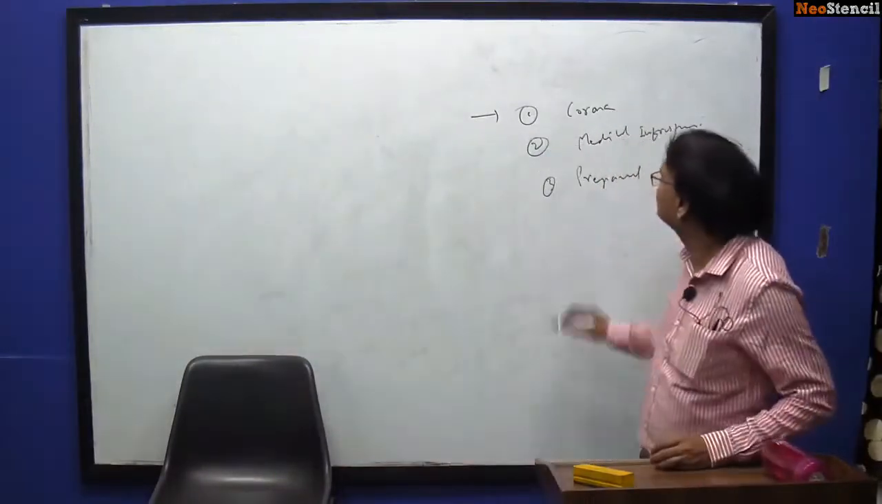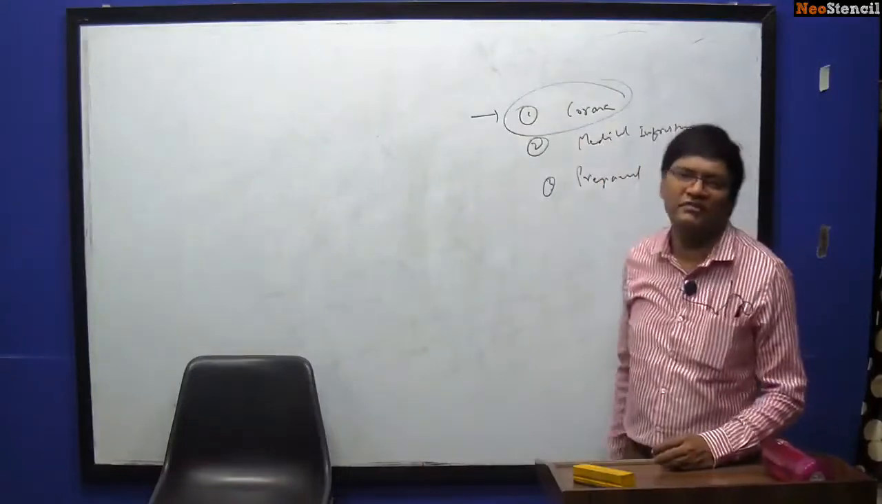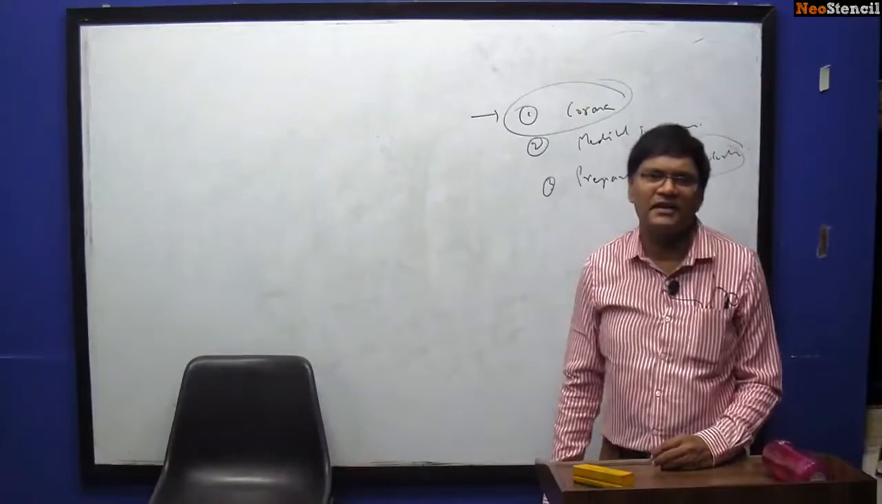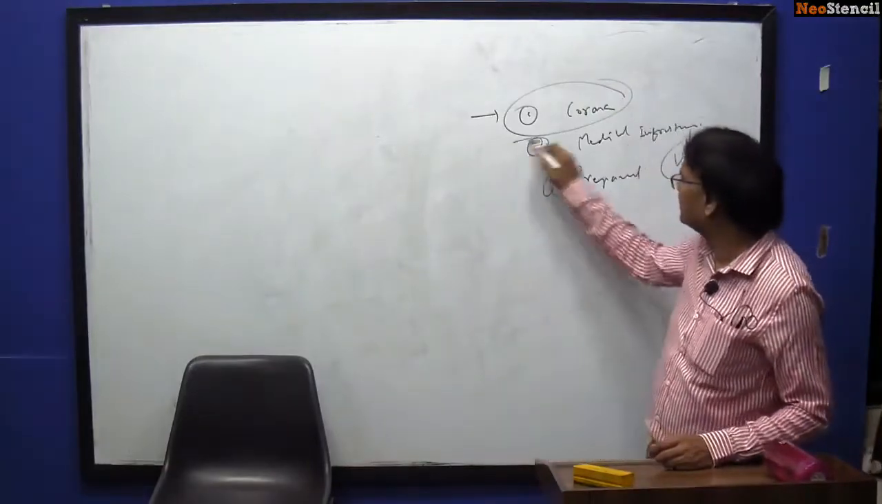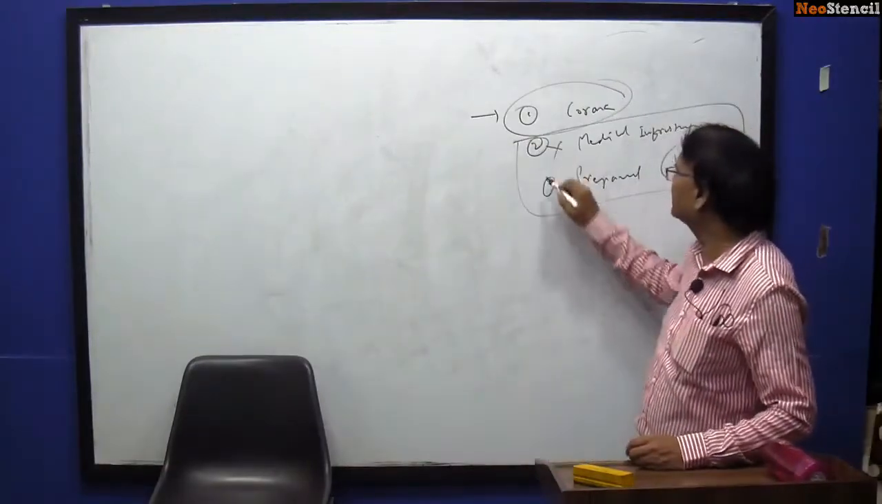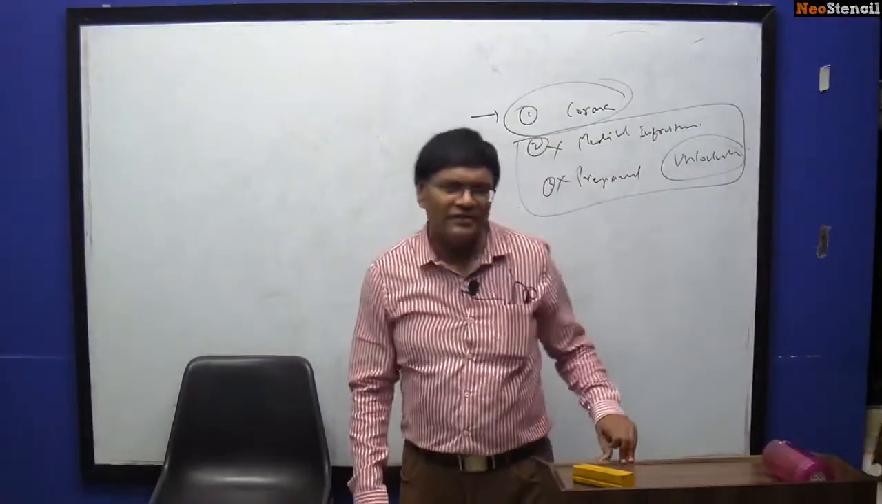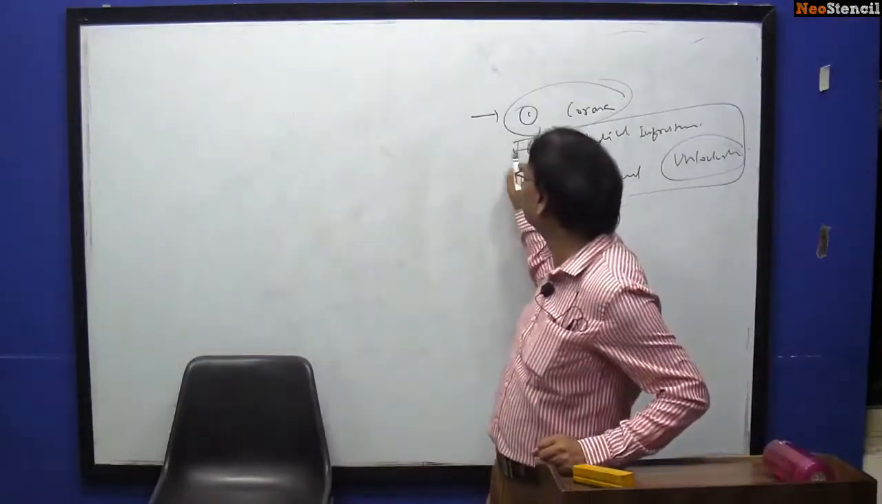So the first objective was achieved, because during the lockdown period definitely we could control the spread of corona, but the rest of the objectives were completely ignored. Why? Because you cannot improve medical infrastructure overnight.